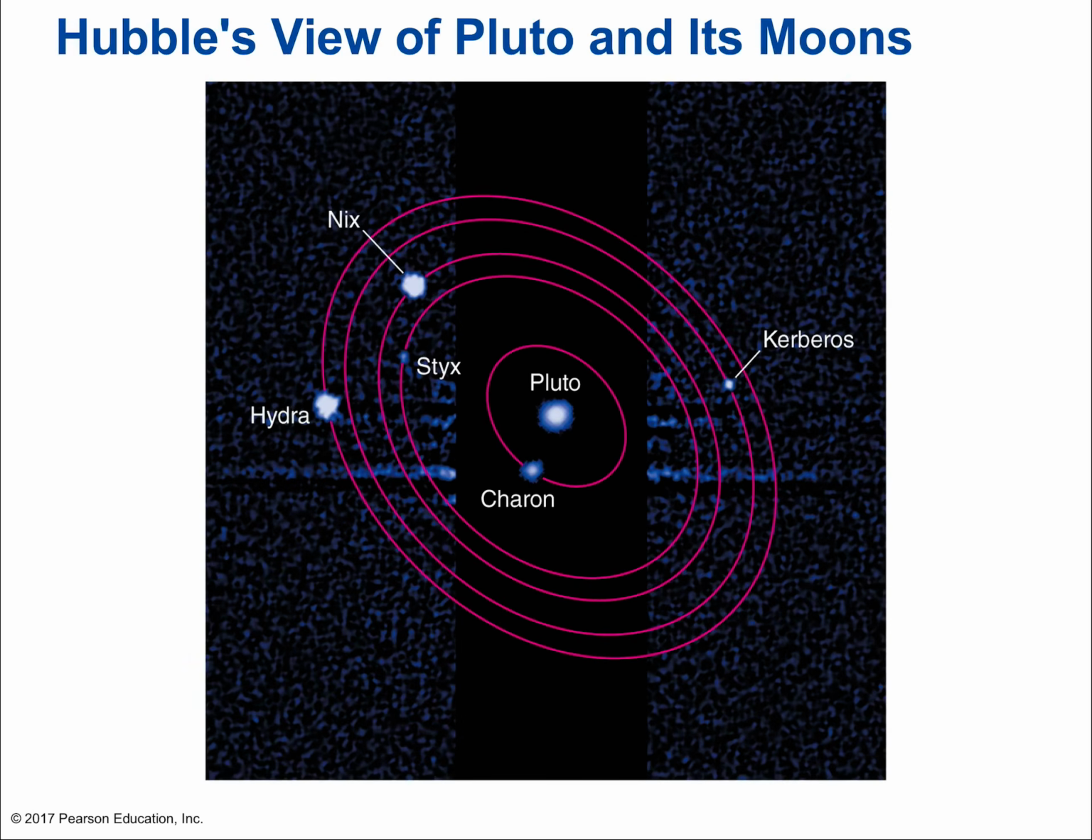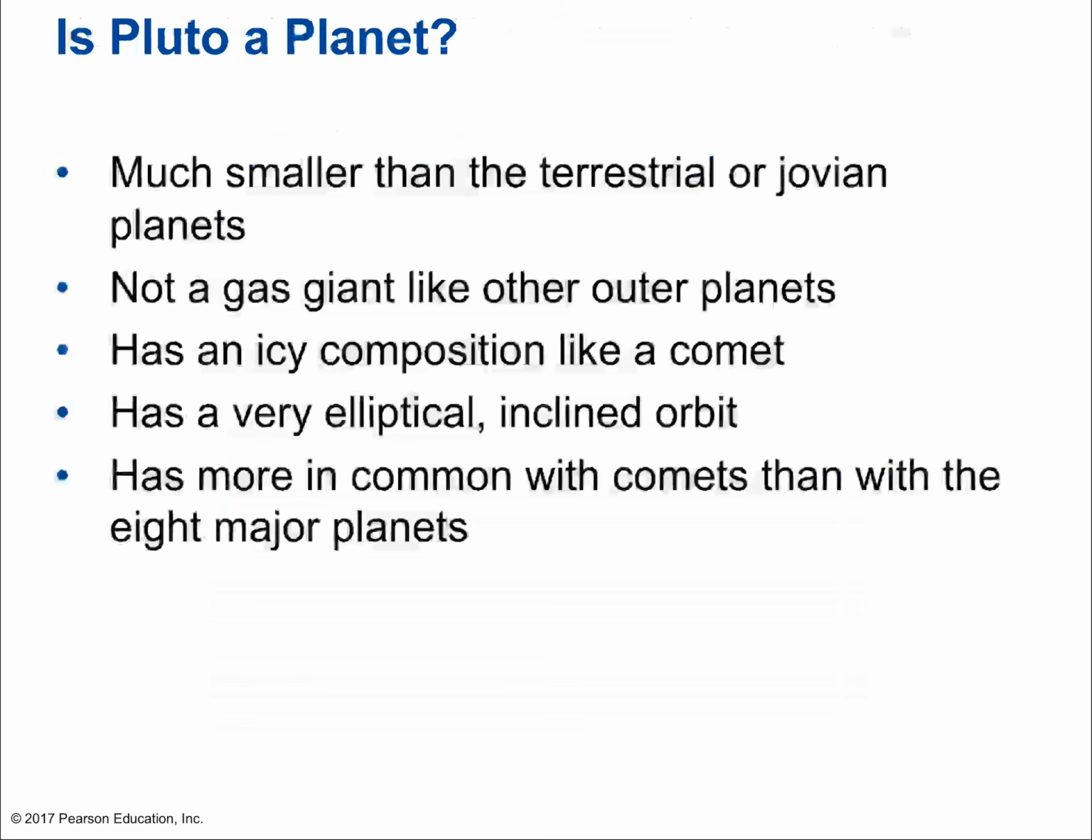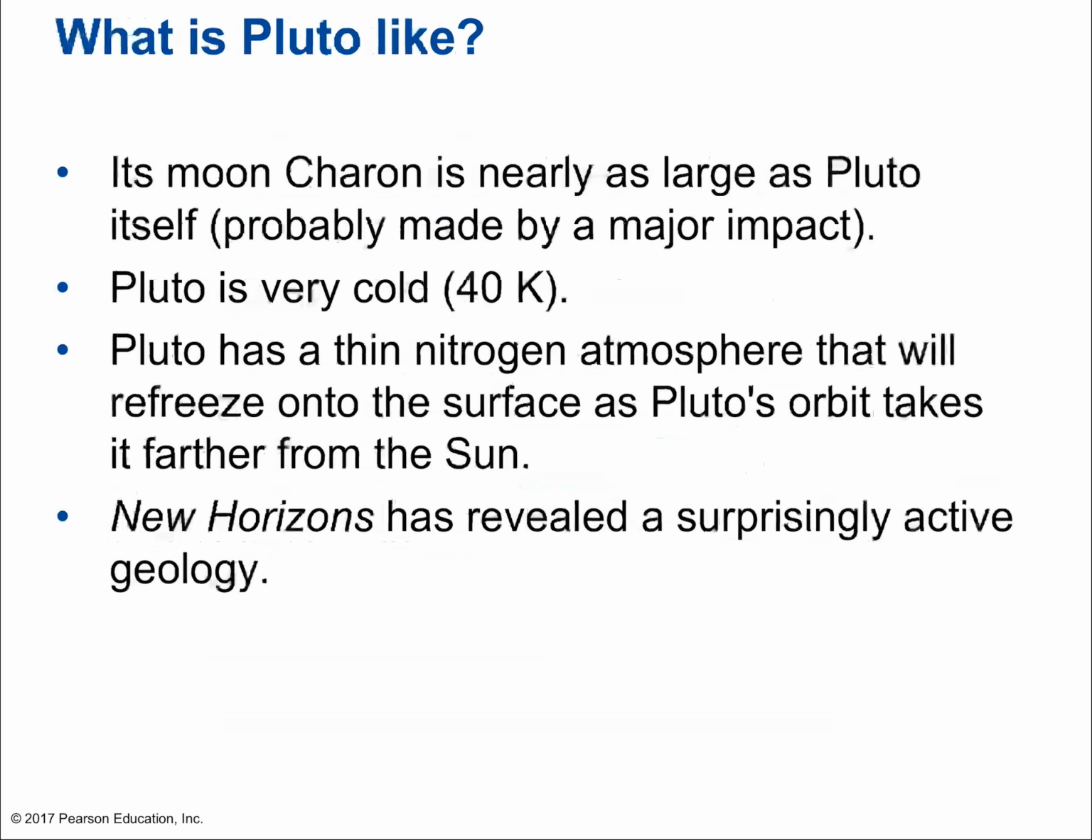So here we're looking at Hubble's view of Pluto and its moons. There's Pluto, and it's got quite a few large moons, including Charon, which is almost as large as it. So why isn't Pluto a planet? Well, it's much smaller than the terrestrial and Jovian planets. It's not a gas giant like the other planets. It has an icy composition like a comet, essentially like a really large comet. It has a very elliptical orbit. It has an inclined orbit, so it's still near the ecliptic plane, but significantly inclined relative to it. And it definitely has more in common with comets than the 8 major planets.